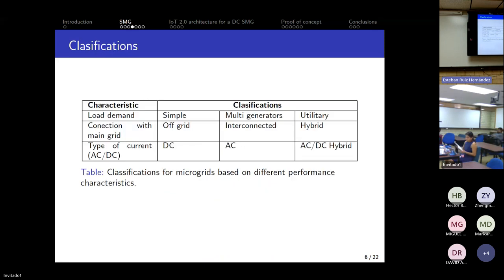So there are a lot of classifications of these systems. It depends on one characteristic. For example, the most common is the type of current that the SMG supports. We have AC, DC, and hybrid. We are focusing this work on DC loads.